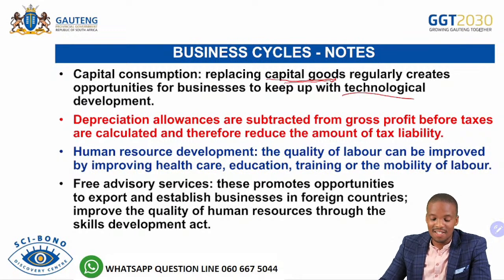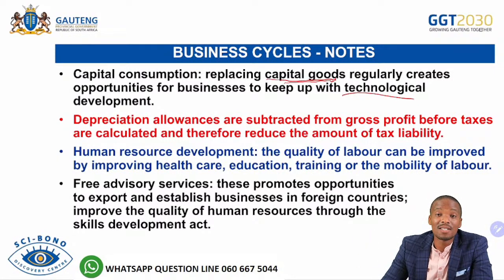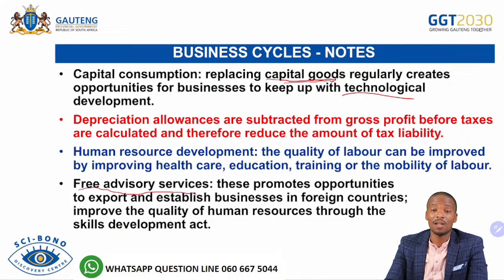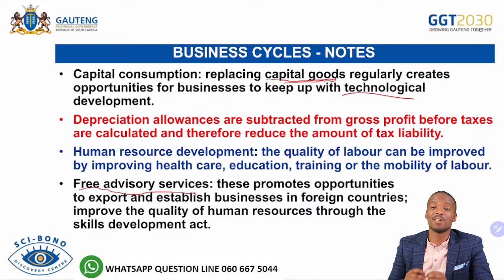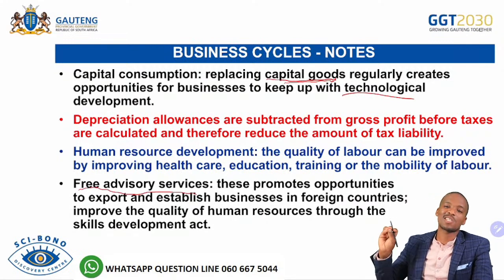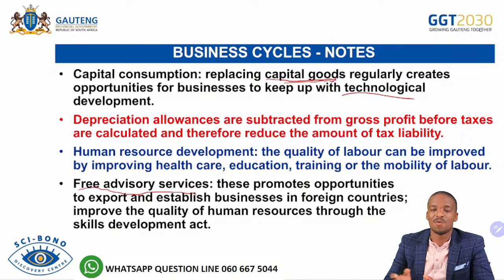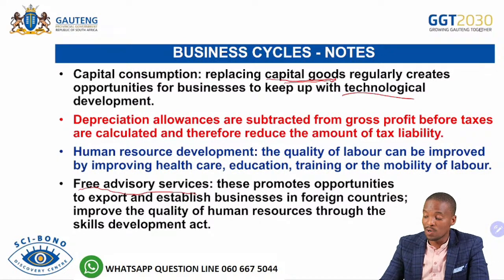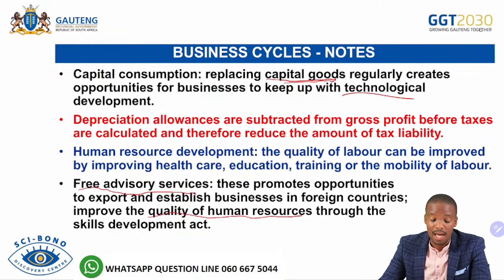Free advisory services. This promotes opportunity to export and establish businesses in foreign countries, and improves the quality of human resource through the Skills Development Act. So we're talking about the free advisory services there. Research and development in South Africa should look for businesses, should market South African businesses in the outside world. If they do that, it means even us here in South Africa will be able to come up with ideas to produce goods and services that can be exported to other countries. If we do that, the employment in our country increases, and in that way the country increases its GDP, the economy of the country increases as such. And that will also help us. It also says it will improve the quality of human resource through the Skills Development Act.